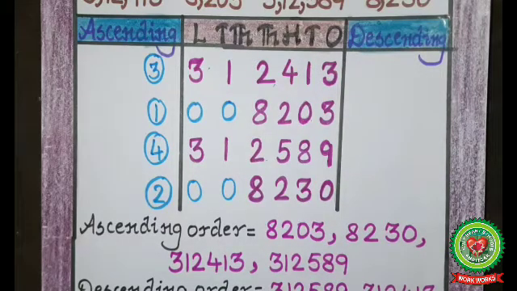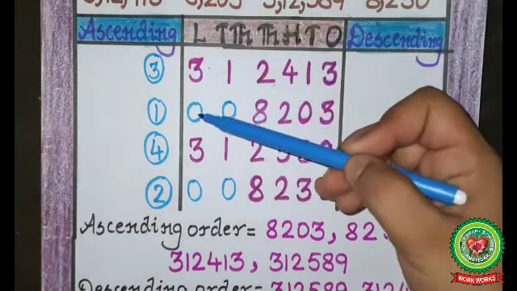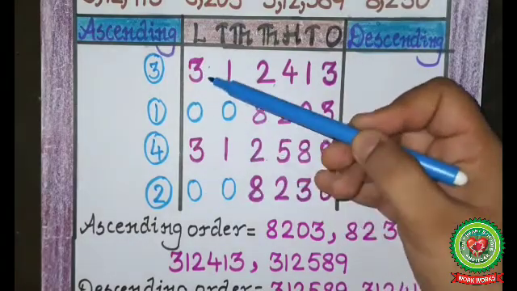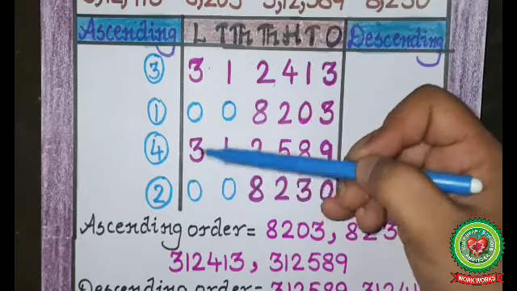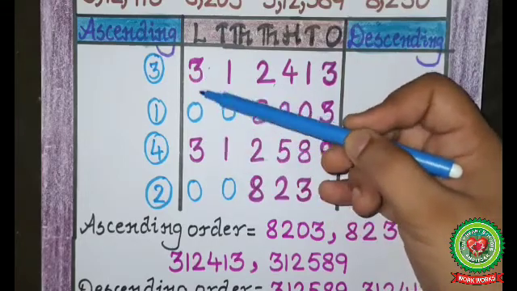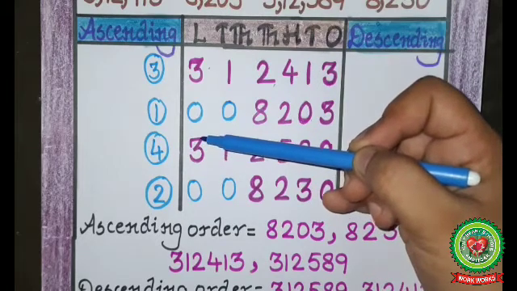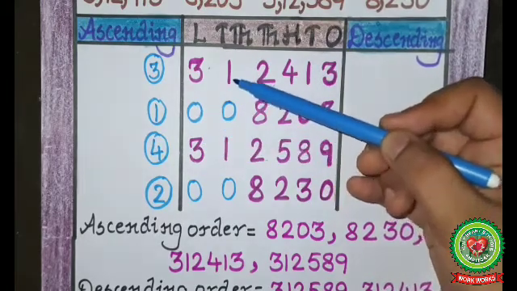Now let's arrange the numbers in descending order. That means from greatest to the smallest. Now students, compare the first digit of every number. Which one is greatest? 3. But 3 is present in two numbers. That means we can't compare. So what we will do? We will shift to the next place.